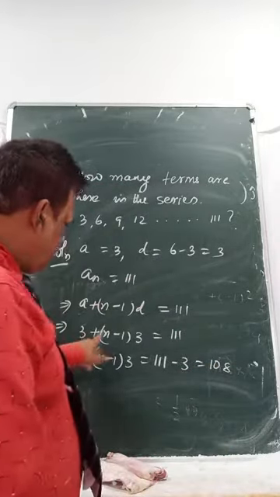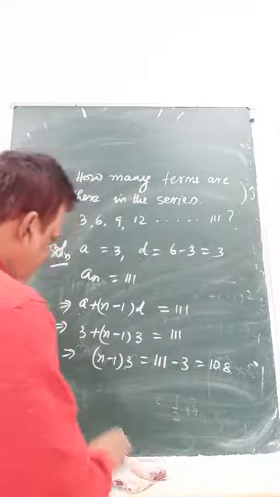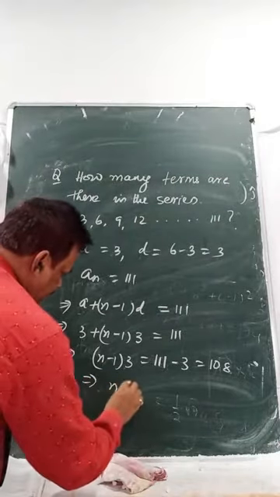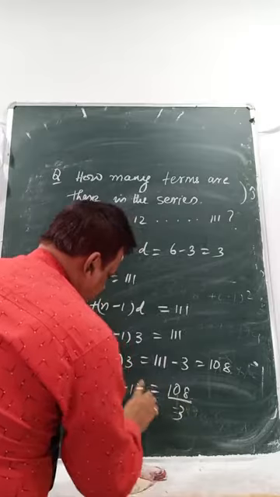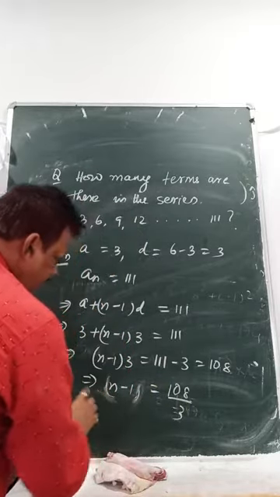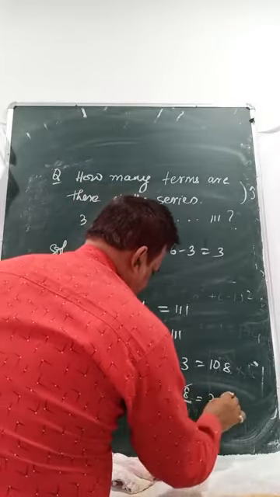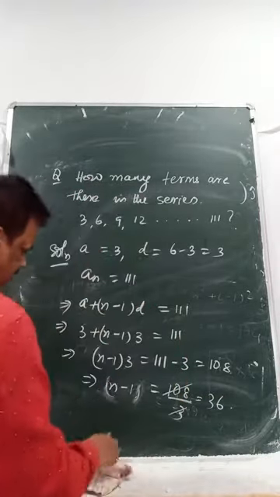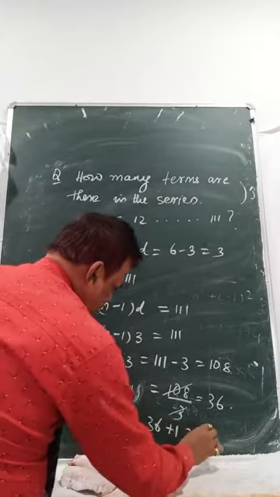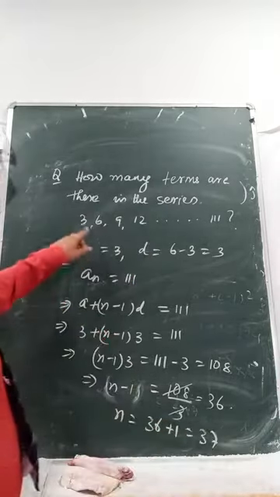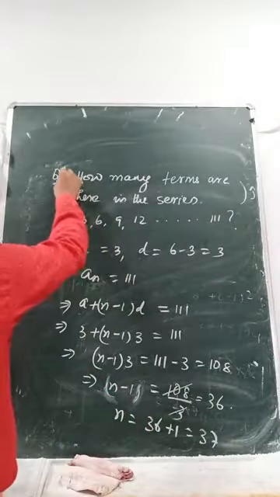Look, plus inverse you have subtracted. Multiplication you have to divide. Implies n minus 1 equals to 108 by 3. No need to put bracket now. 3 3 are 9, 3 6 36. So n equals to 36 plus 1, that is 37. That means there are 37 terms in this series. So you can write one homework on this.